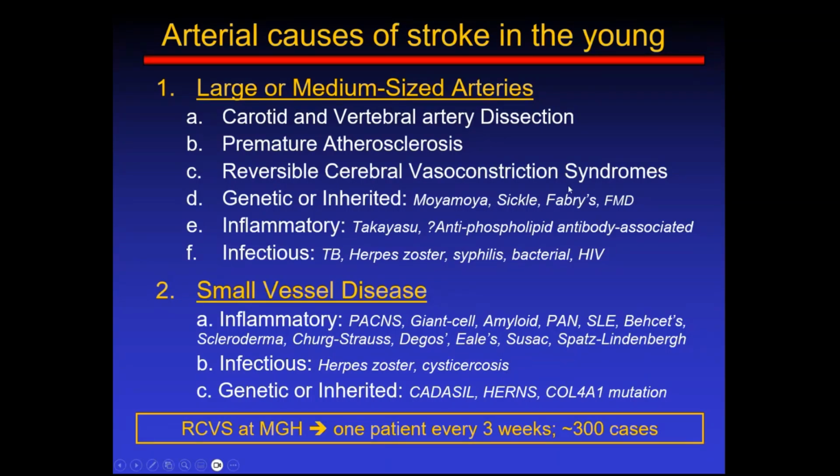As I said, RCVS in my experience is pretty common. I've been seeing, by the clock, one patient every 3 weeks admitted to Mass General and in the outpatient clinic as well. But that could be a referral bias. I've accumulated more than 300 patients personally in my career, so it's not uncommon.